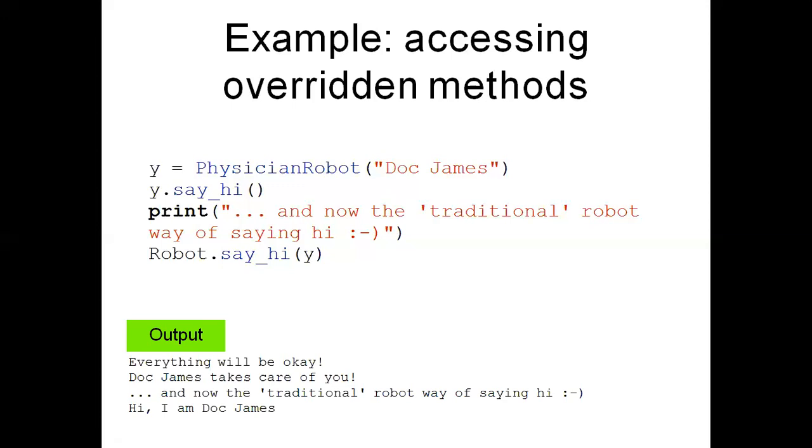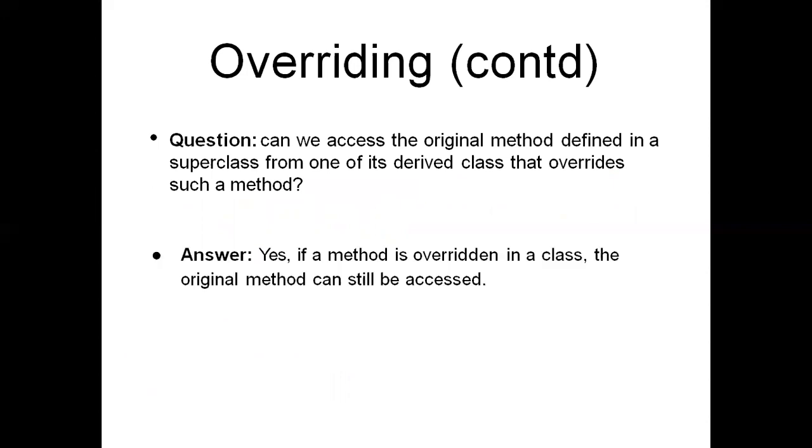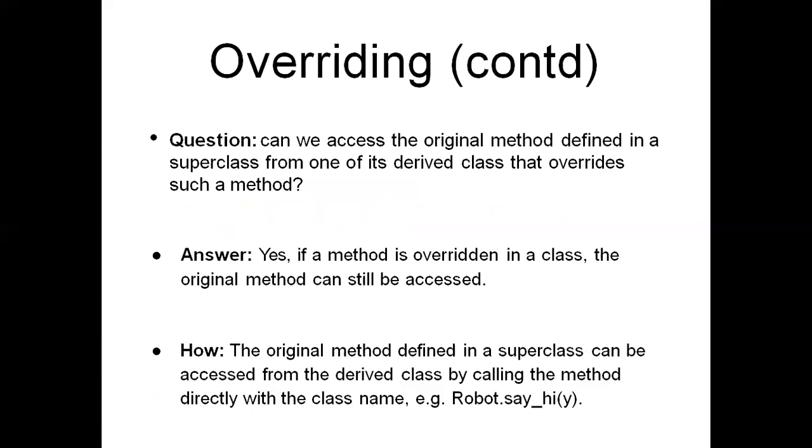Could you please let me know in which order they are called? Was the first one called first, or the later one? I'll leave it to you guys to work out. Another question: can we access the original method defined in a superclass from one of its derived classes that overrides such a method? Yes, we can also do this. The way of calling it is the same, Robot.say_hi(y).